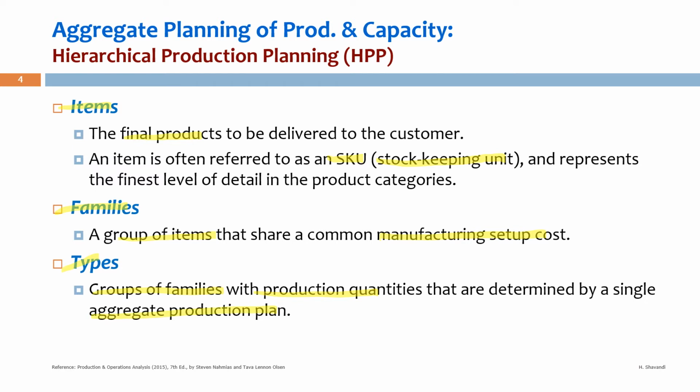So here in aggregate planning, we may prepare our plan for the types or for the families, but not for the items. That would be very low level planning and it's not considered in aggregate planning. So the aggregate planning could be conducted for the types or families.